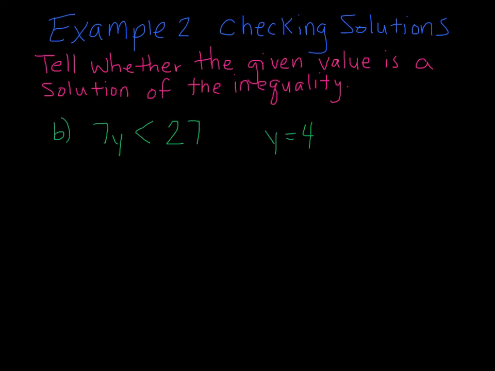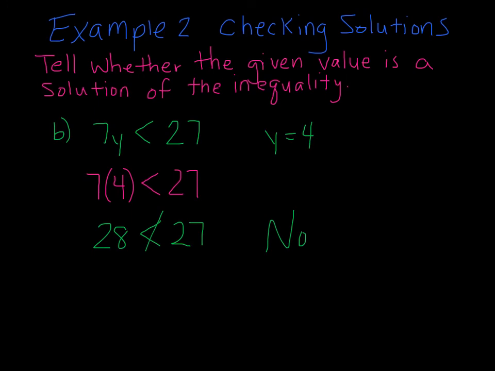If y equals 4 and they give me this inequality, 7y is less than 27, all I'm doing is filling in my value for y. So I have 7 times 4 is less than 27. That's what they're asking me. So I'm going to solve it. 7 times 4 is 28. Is 28 less than 27? No, it's not. So my answer would be no. y equals 4 is not a solution of the inequality.